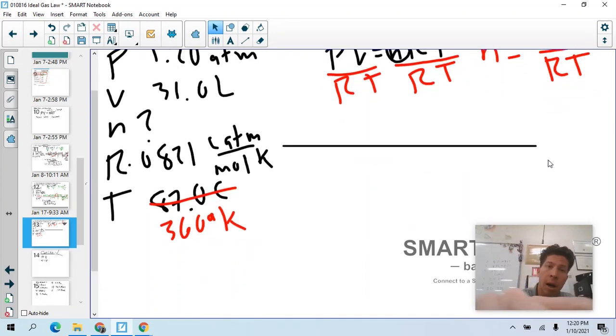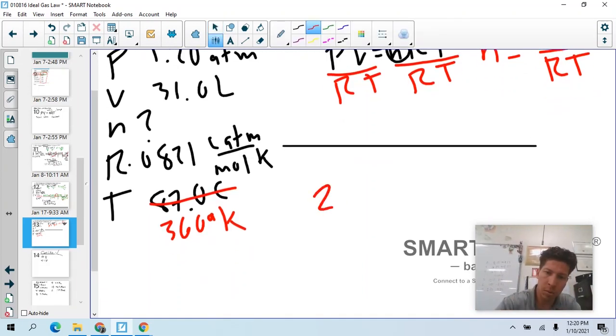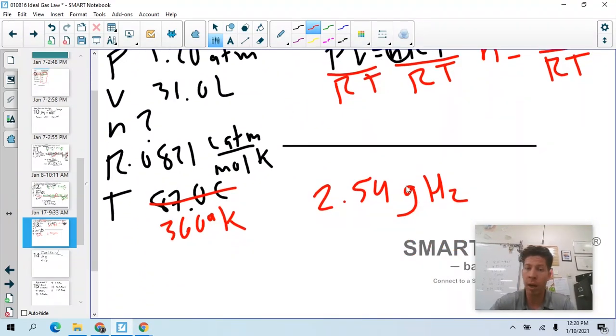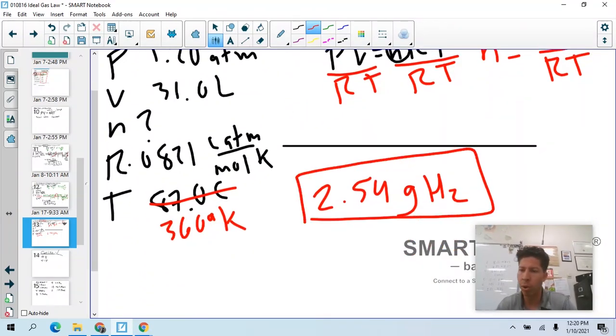All right, guys. I got 2.54 grams of H2. Don't forget, you had to convert, because it wants grams, right? You had to convert moles into grams, and it was grams of H2. So in case you got the wrong answer, that is probably what you did incorrectly.